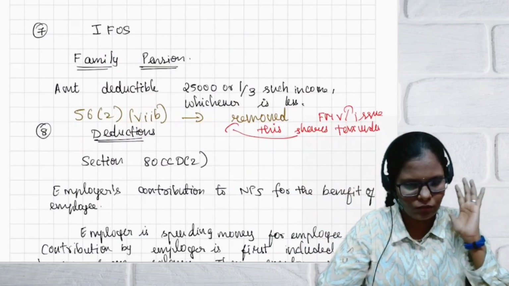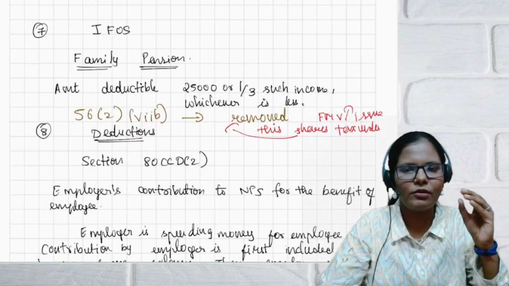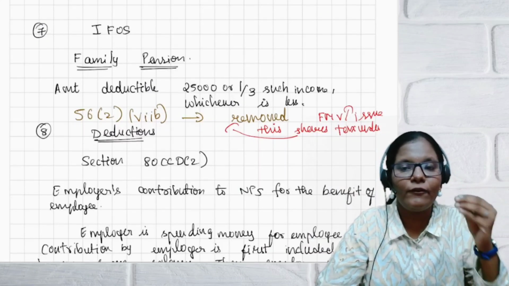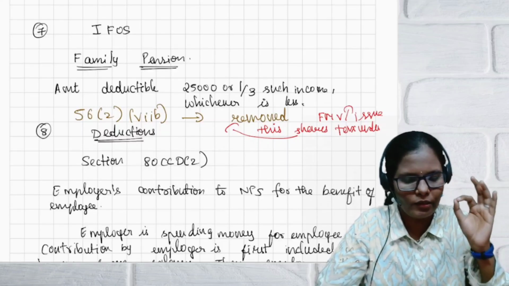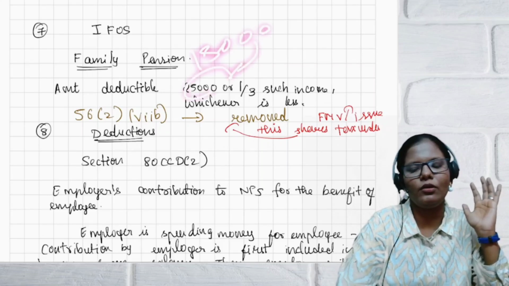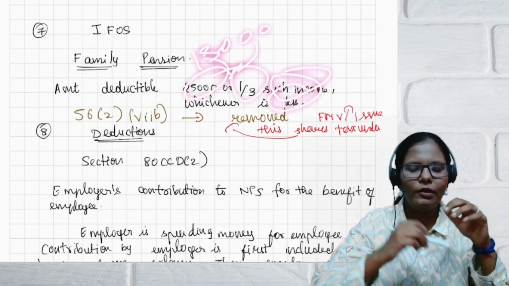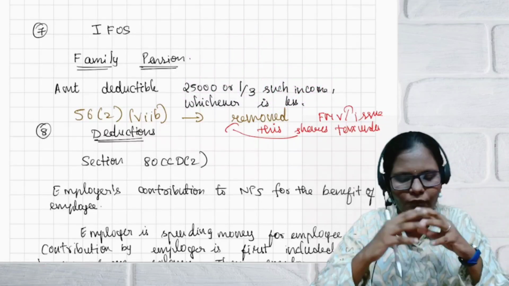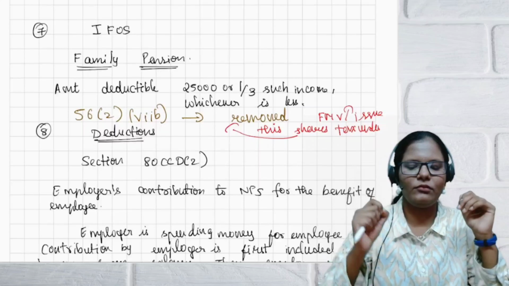In income from other sources, family pension we already know, like family pension deduction is allowed as 15,000 or 1/3 of such income, whichever is lower. But after amendment, this 15,000 has been revised to 25,000 or 1/3 of such income, whichever is less, will be allowed as deduction. And in IFOS, section 56 subsection 2 7B has been removed.